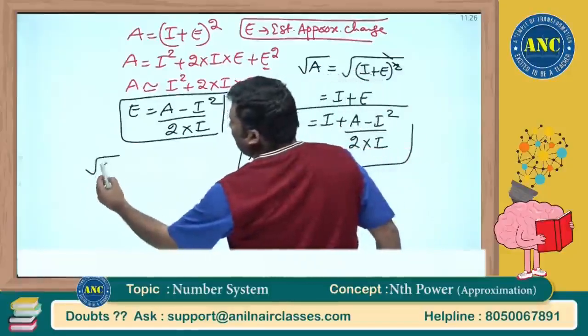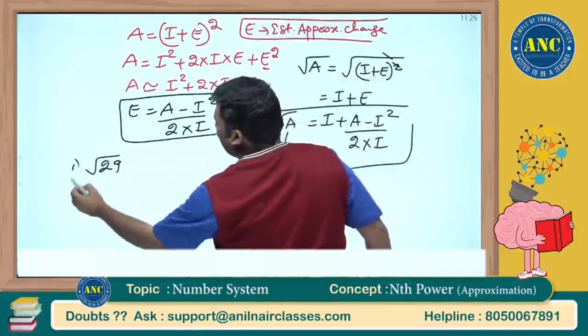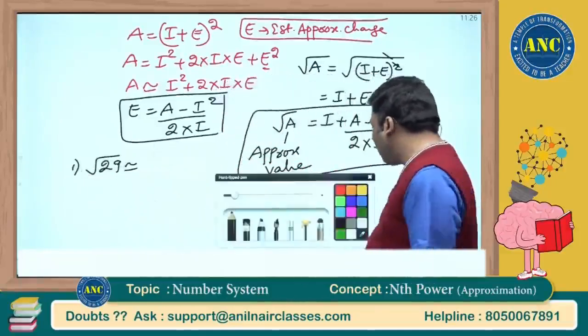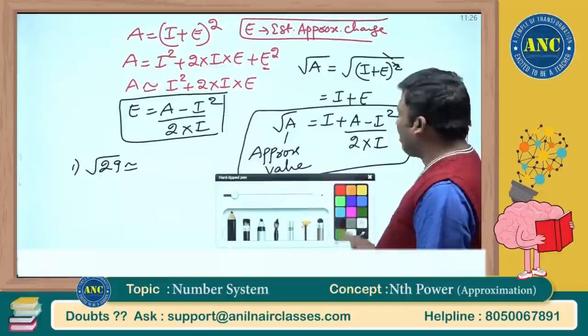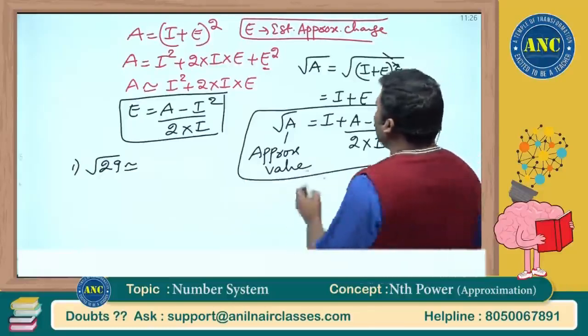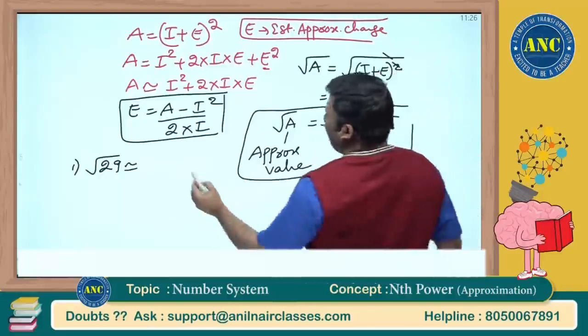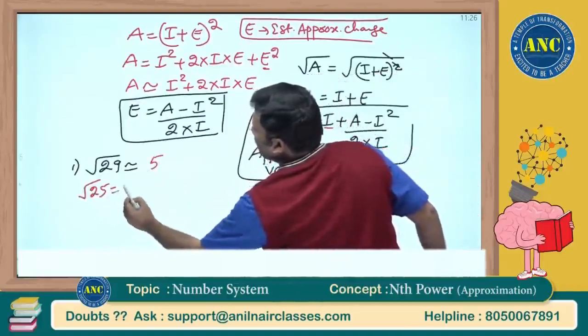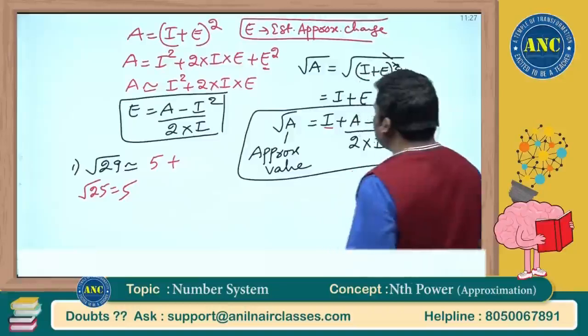Suppose root 29 is there. Now it is clear. I is the nearest integer. What is the nearest integer? The nearest integer is 5, because the square root of 25 is 5. I hope the idea is clear.